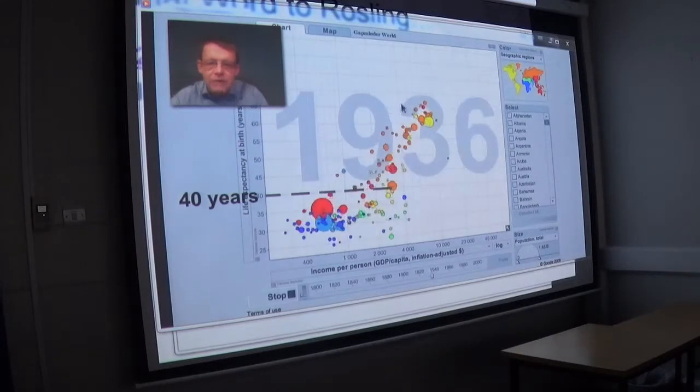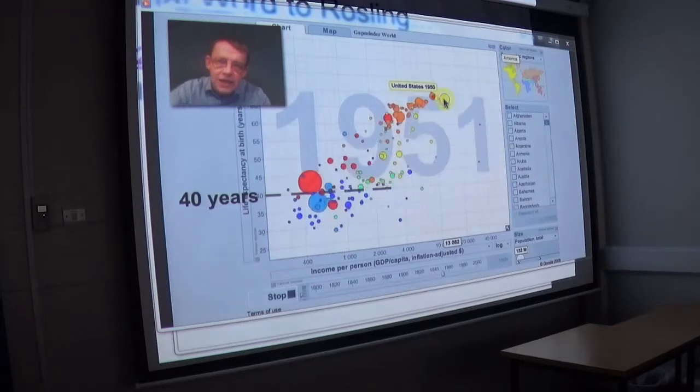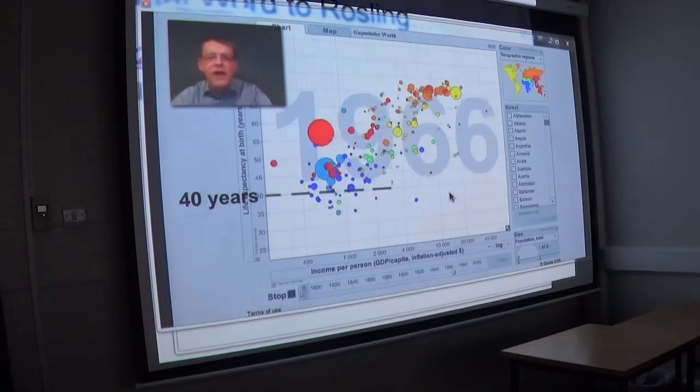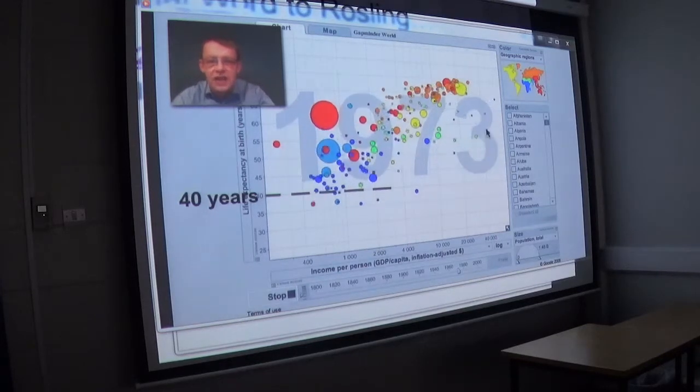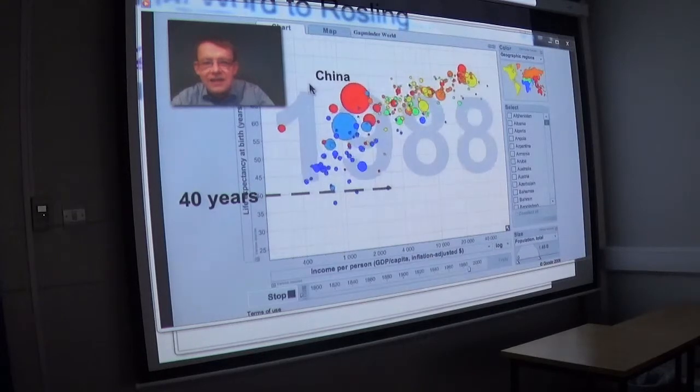And between the First and the Second World War, you can see that the difference between the richest and the poorest in the world is just increasing. It was after the Second World War that most of the countries started to change. The green Arab countries here get richer and richer. China here is getting healthier and healthier.